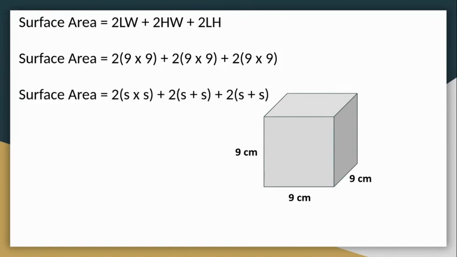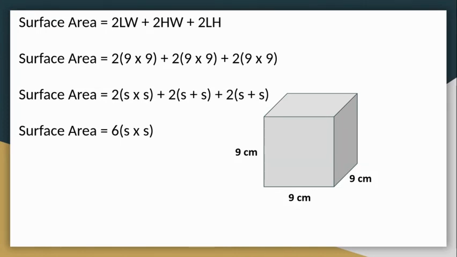9 is the length of one side in this example. Let's replace this with the variable s. Because all of the cube's side lengths are equal, s is the only variable we'll need. Because we're only multiplying groups of s, we can combine these into a single set of parentheses. 2 groups of s times s plus 2 groups of s times s plus 2 groups of s times s equals 6 groups of s times s.